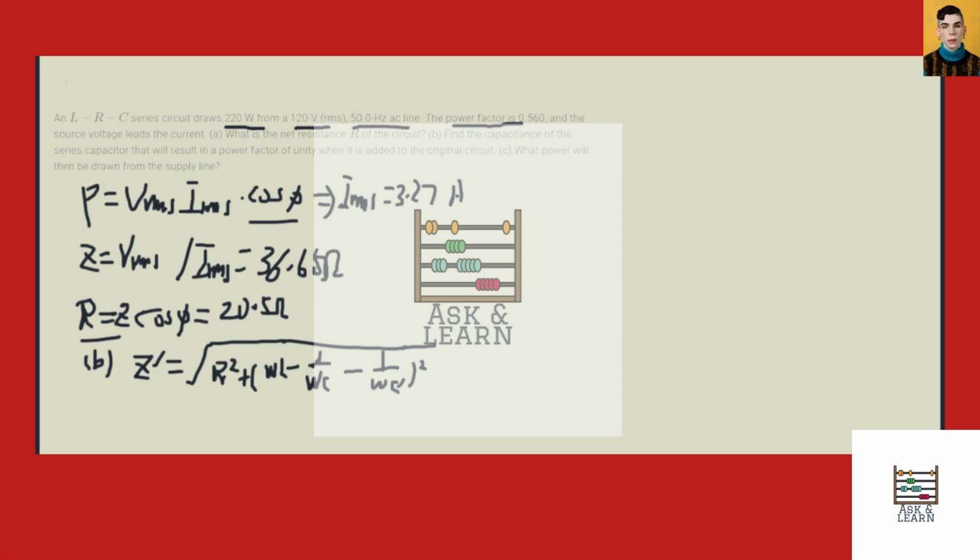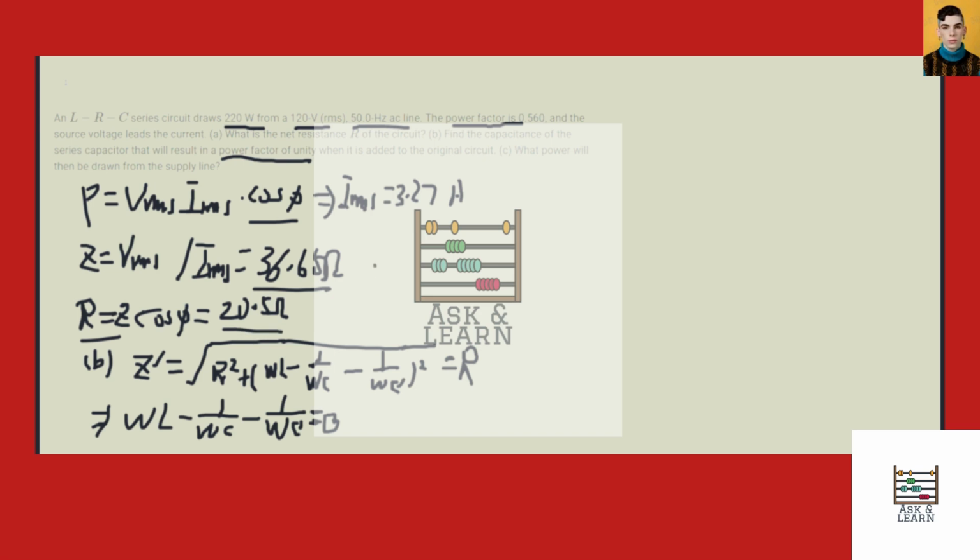In this case, we know that the new impedance is simply equal to R because the power factor is unity. So we get another relation: omega L minus 1 over omega C minus 1 over omega C prime equals 0. So we can solve for this C prime using this relation, because we can figure out omega L minus 1 over omega C using these two results.